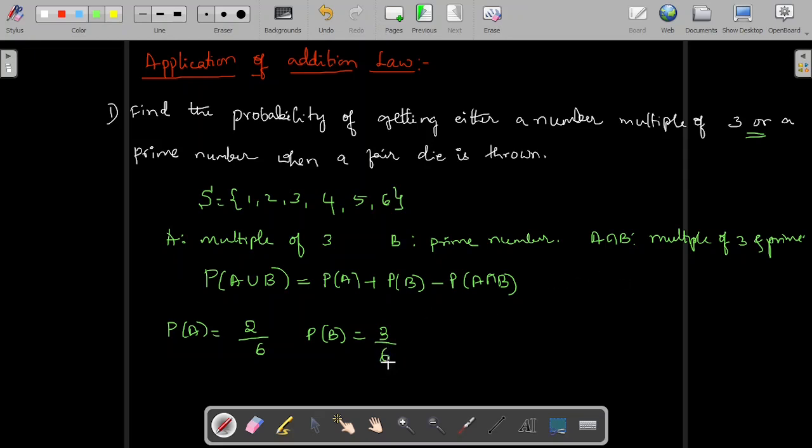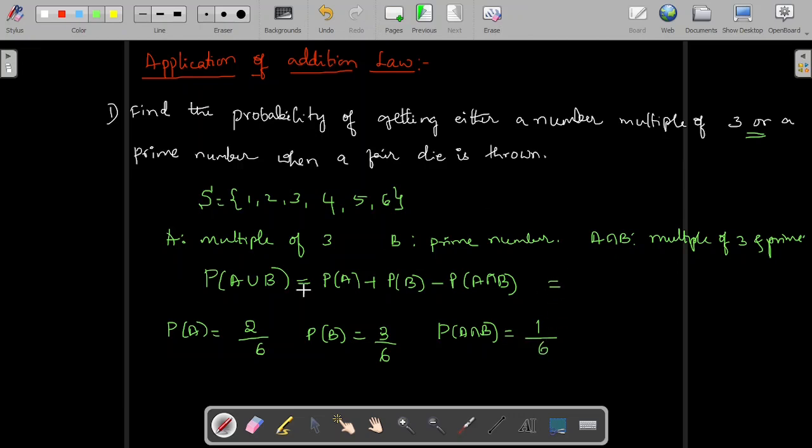Now P of A intersection B I have to find out. What is A intersection B? A multiple of 3 as well as a prime number. Which outcomes will satisfy this condition? Multiple of 3 means 3, 6. Only 2 possibilities. Out of 3 and 6, which is a prime number? 3 is a prime number. 6 is not a prime number. Therefore, only one outcome will satisfy. So, it is 1 by 6.